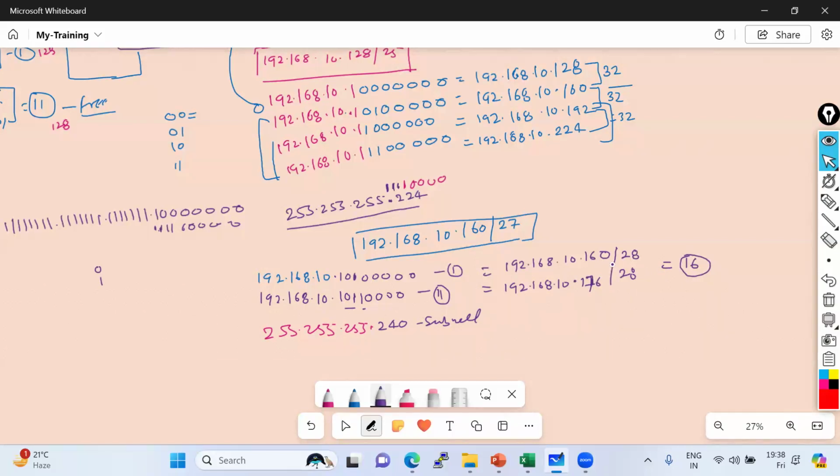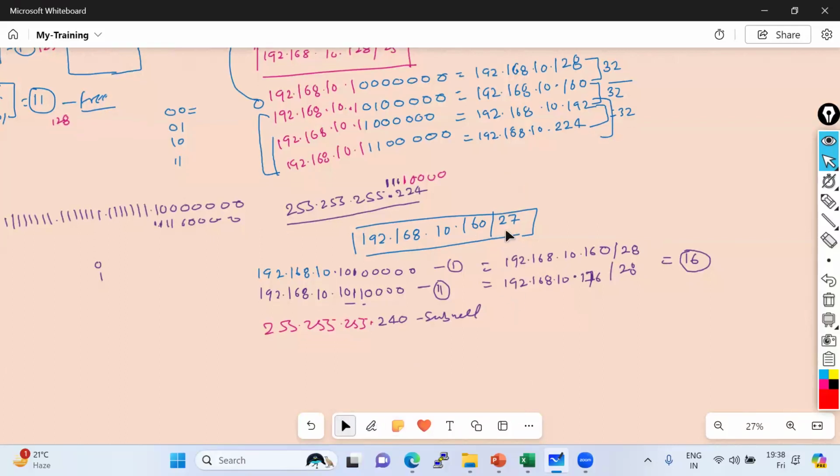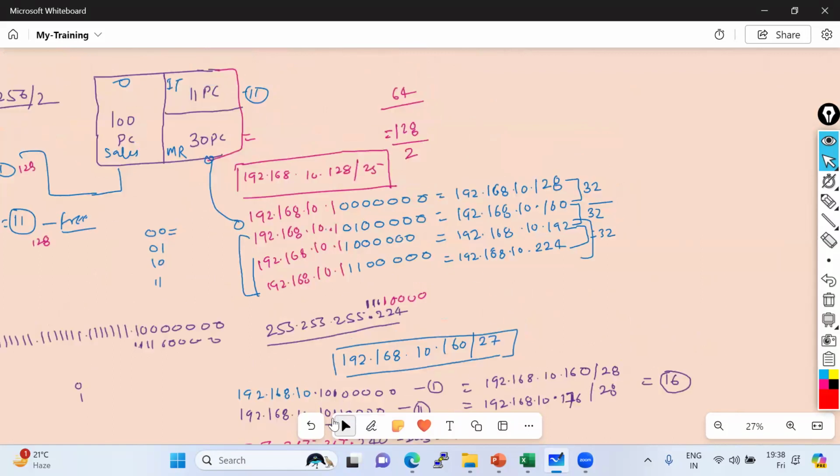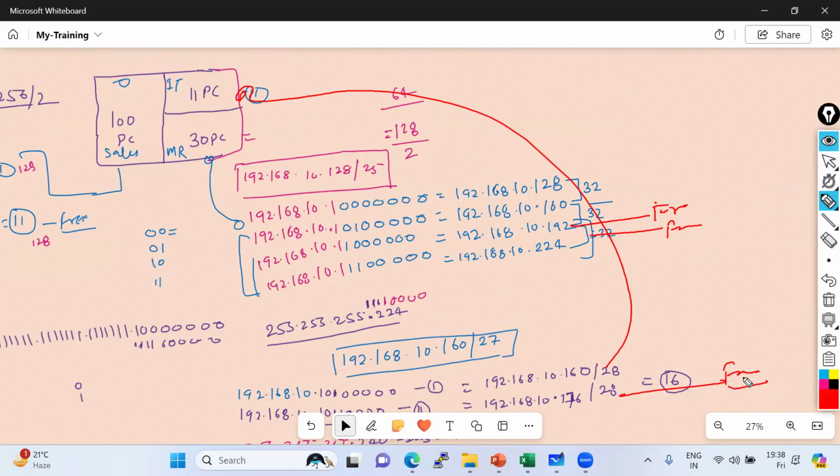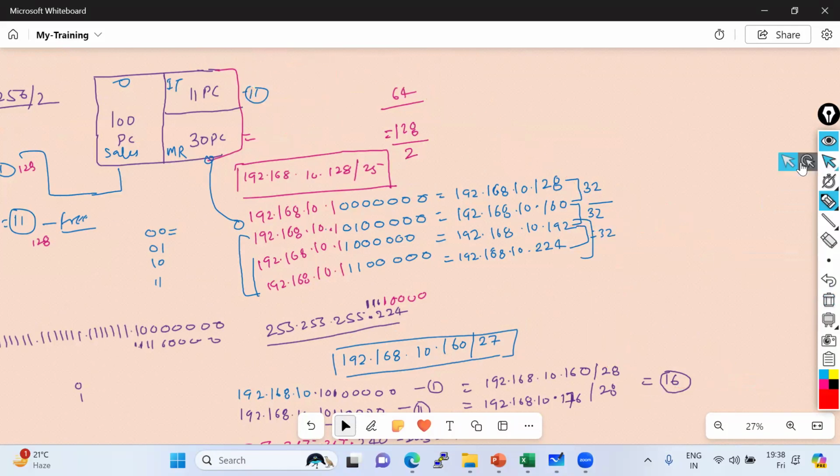So now we have these two networks. Can I assign this one network to my small house? You can give this small one to the 11 PC. Yes, I can give this one to the 11 PC. How many free subnets do I have? Now I have these free subnets, so I can use them at a later stage if some department is added. Got it?